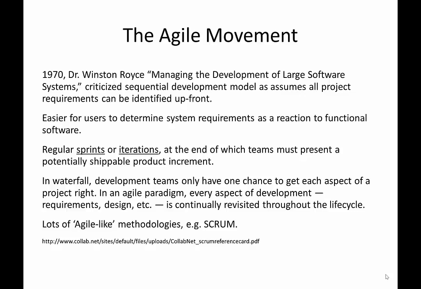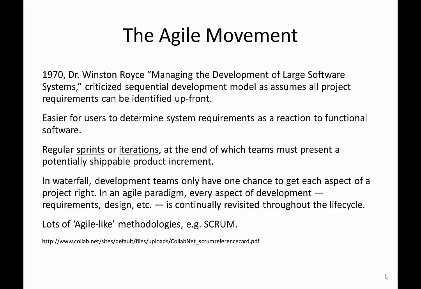So it's easier for users to determine system requirements as a reaction to actually having something to play with, something physical to see, to manipulate, to experiment with. So the basic principle is to have regular, they tend to call them sprints, which is not a very friendly term, or iterations, at the end of which the teams must present a potentially shippable product. This is a modern version of Agile, I hasten to say, rather than 1970s. So basically, the team builds a mini working system, or a system that implements a certain amount of functionality, but is potentially a usable piece of software in its own right, and then the users experience that, then that feeds back to their ideas of what the system might be able to do, how they might be able to use the system.